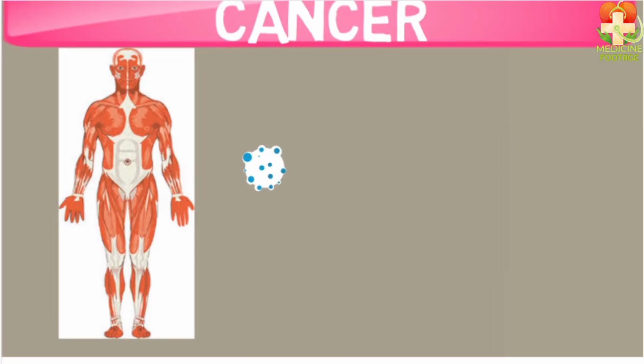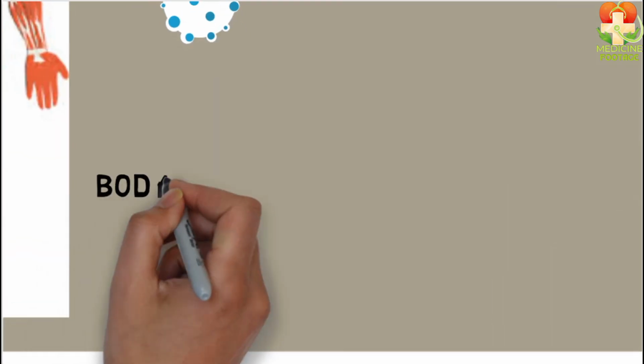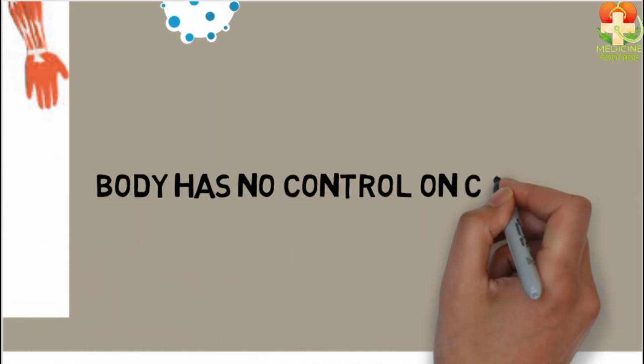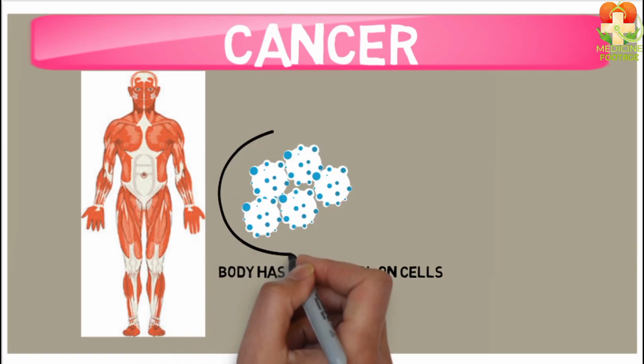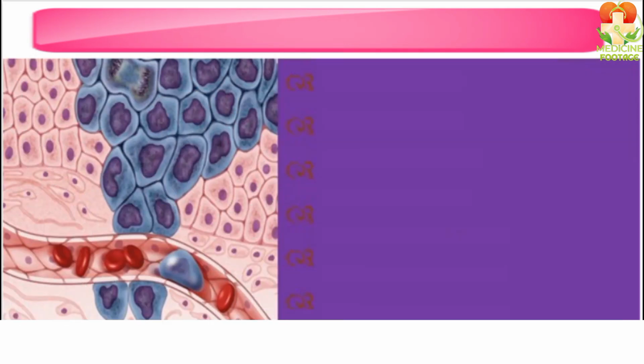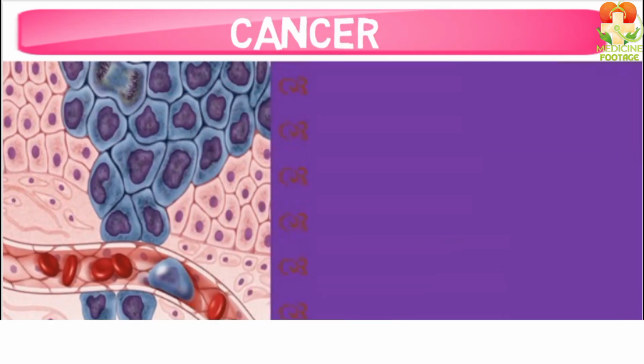Our bodies have such cells that go out of control, on which our body has no control anymore, and they keep on increasing their growth. So such cells are called cancer cells or tumor cells. In this lecture, I will tell you all the things related to cancer.